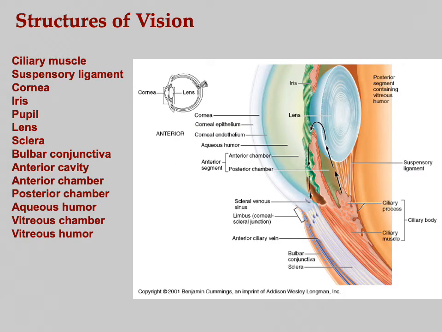Here's another illustration showing really all the same things, but now you can see the anterior chamber, anterior cavity, posterior chamber. See some bulbar conjunctiva. Now you see the aqueous humor being recycled there through the canal of Schlemm, the scleral venous sinus. So I don't think there's anything more here really to go over. Just another good view for you when you're studying so that you can see a different angle for things.